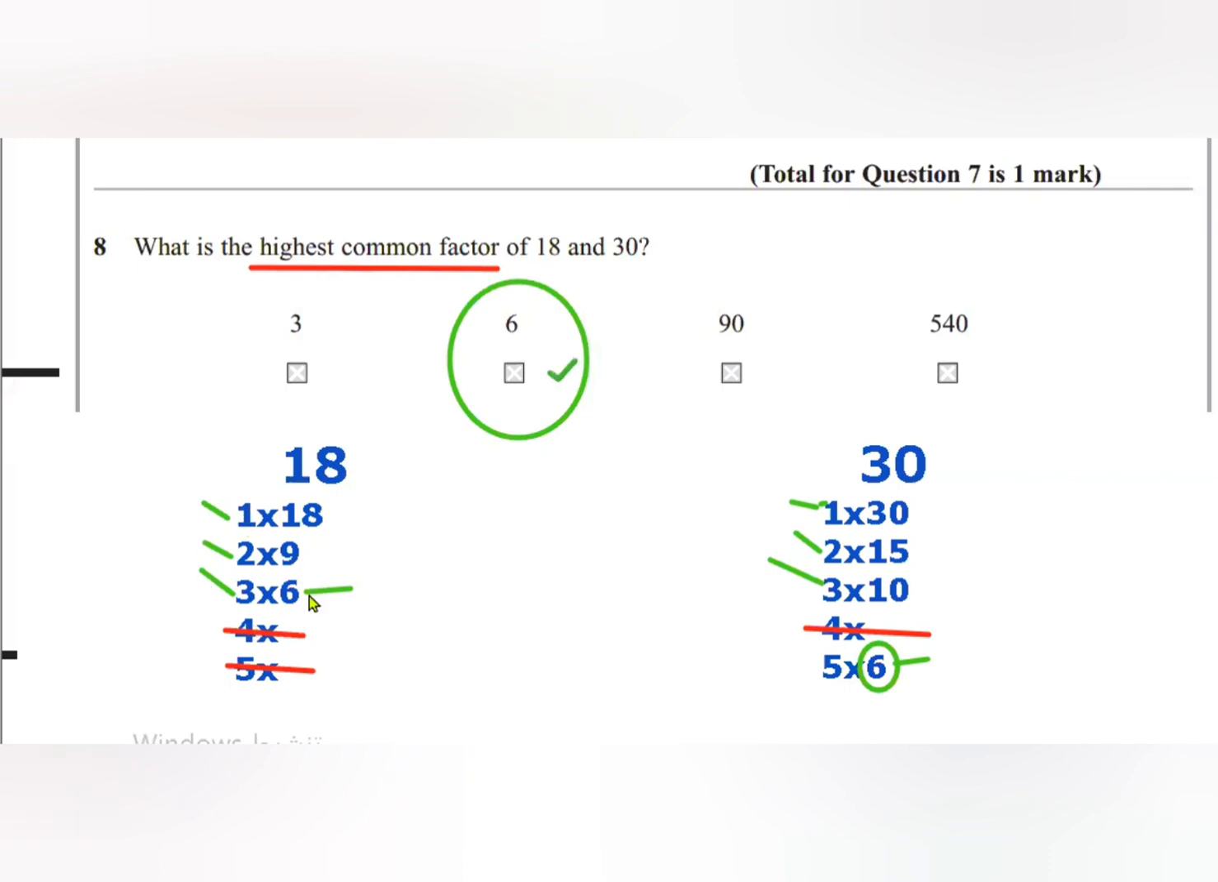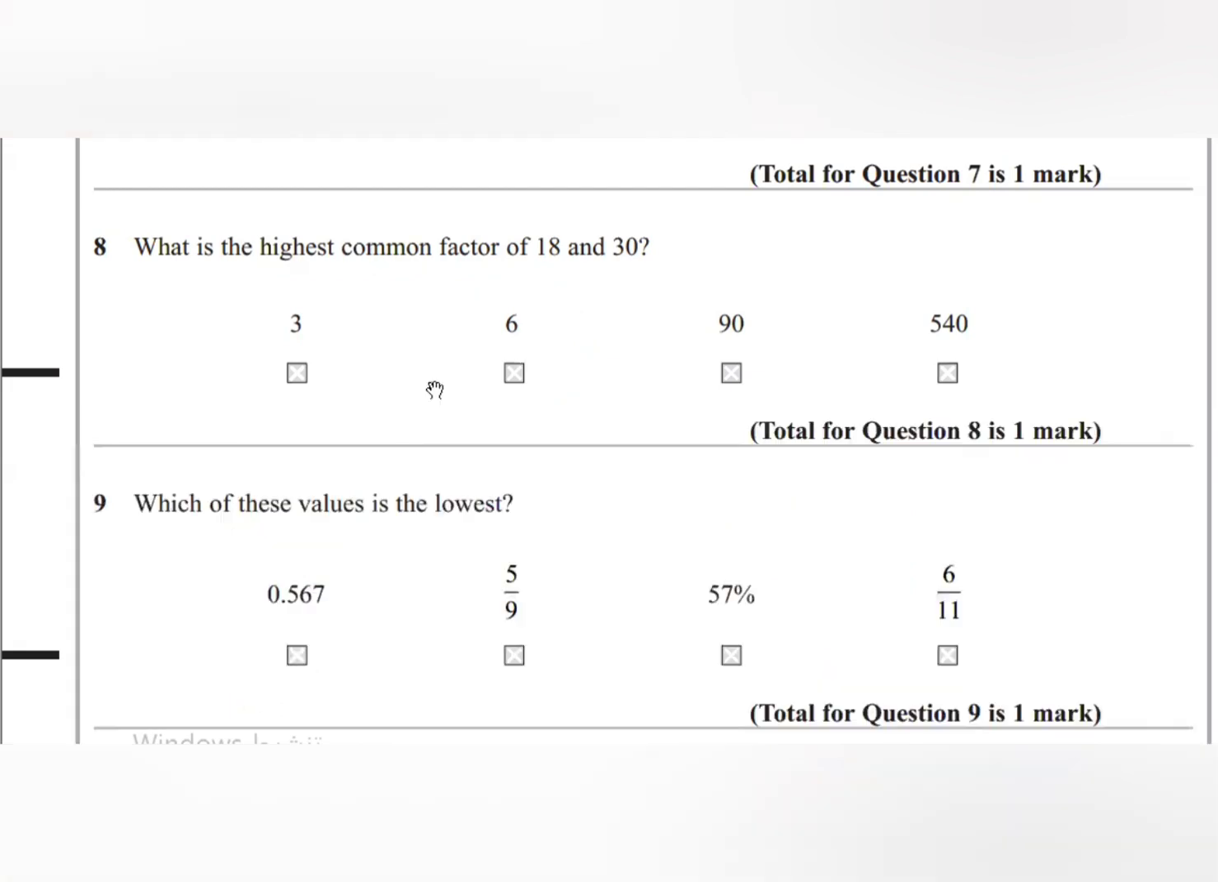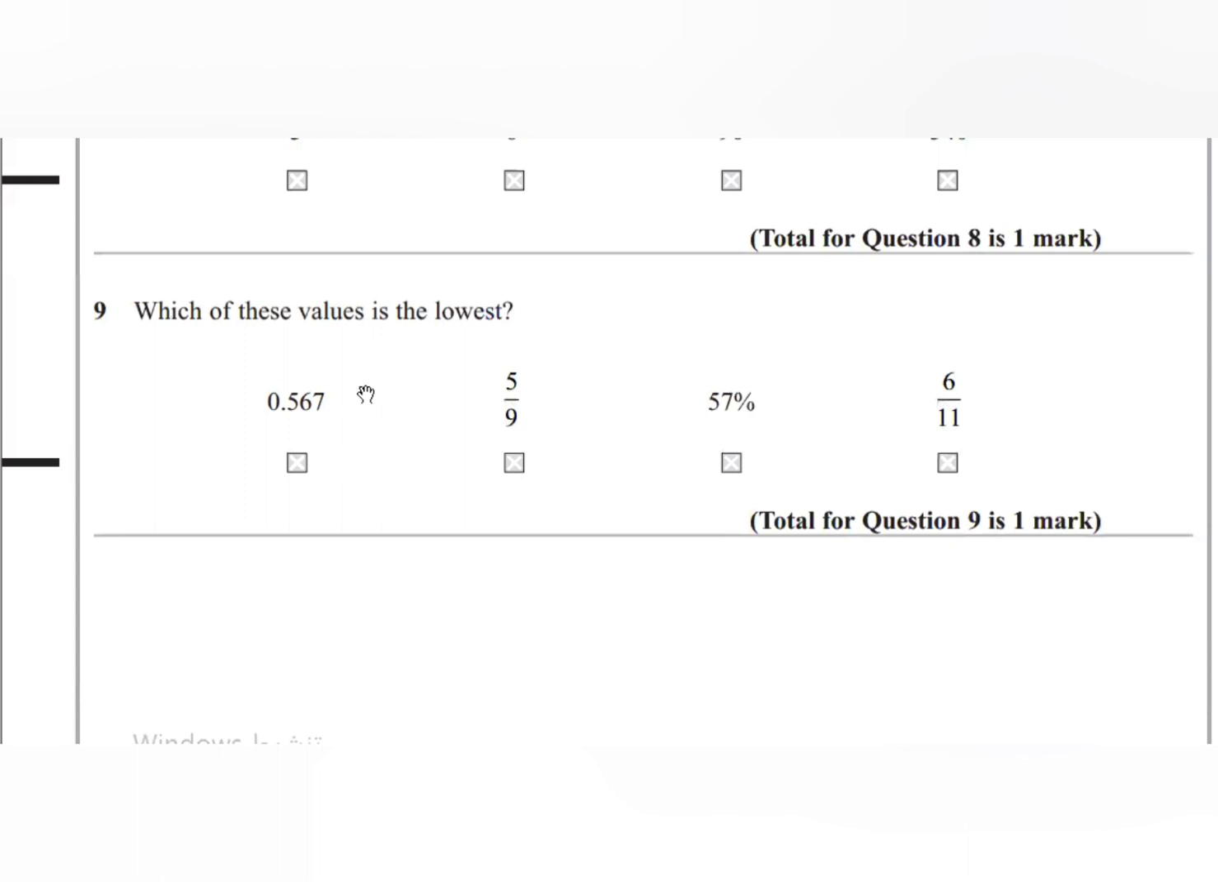Again, we found the factors, and then we find the common factors, and then we choose the highest one between the common factors, and it will be the answer for our question. Now let's move on to the next question. Question 9. Which of these values is the lowest? We need the lowest value.